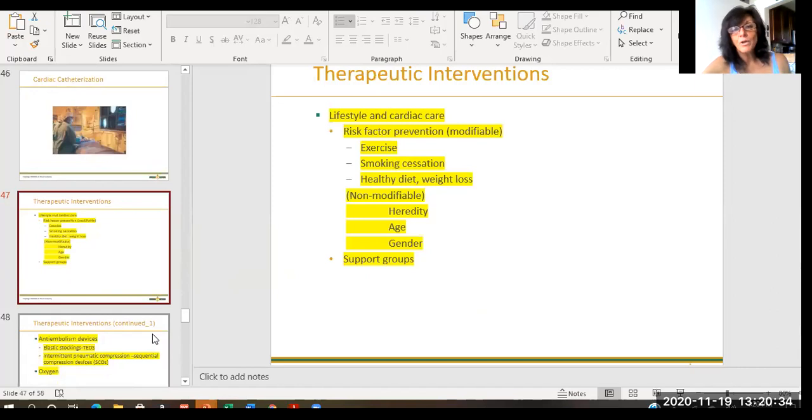And then therapeutic interventions in general, okay? There are risk factors for heart disease that are modifiable and non-modifiable. Modifiable means you can change them.